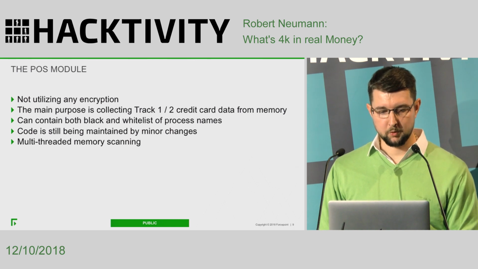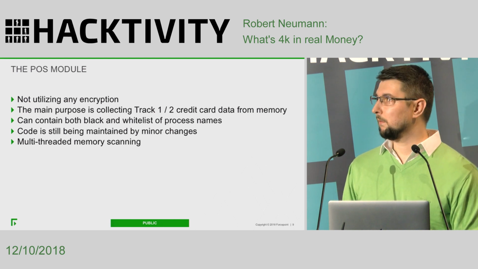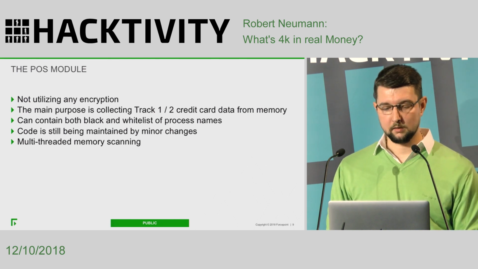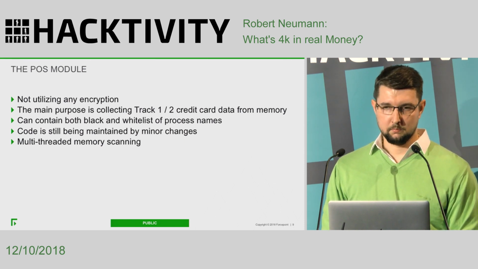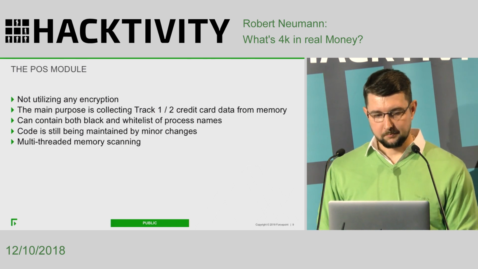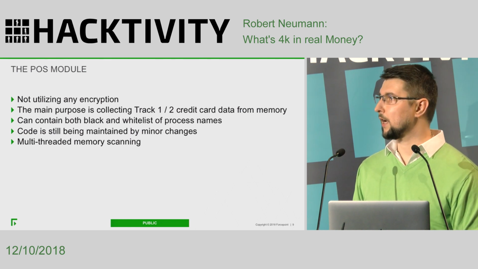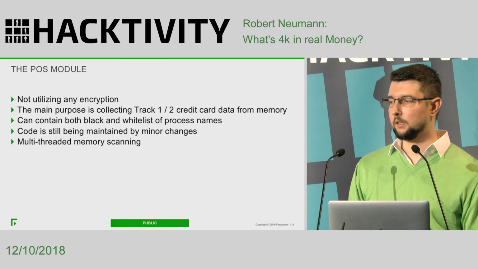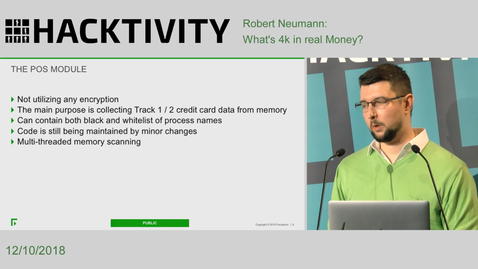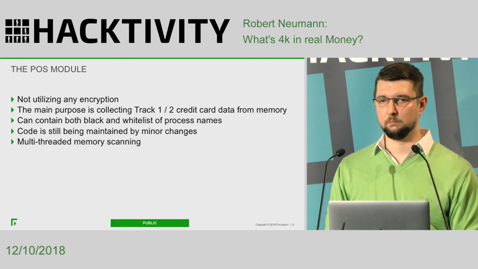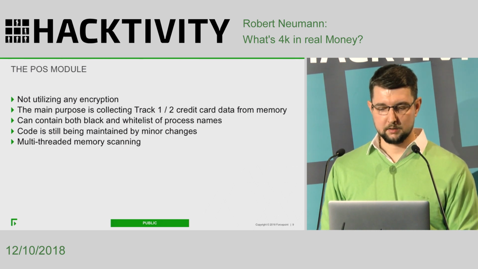The main purpose of this module is what all the other old POS malware were doing. It's collecting the track 1 and track 2 credit card data from memory and sending those to the C2. The POS module can also contain black and white lists, as seen before with the shellcode and with the Scout. Sometimes they have a short list of POS names, sometimes a longer list, sometimes they also have a blacklist for processes not to be opened, and sometimes they combine the two. It's always different.